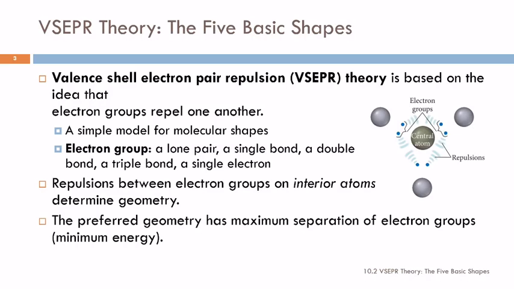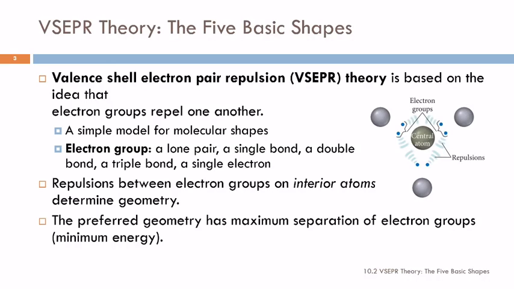The Lewis model is good, but it doesn't really say anything about the shape of the molecule. So sort of piggybacking on the Lewis model is what's known as VSEPR theory, because the full name is really long. Valence shell electron pair repulsion theory. This is based on the idea that electron groups repel each other. So the electron groups around the central atom are repelling each other, and they're trying to spread out and get away from each other. It's a very simple model for molecular shapes, and it works for a lot of things.